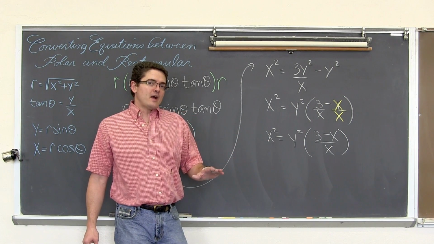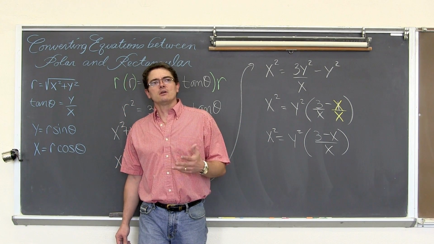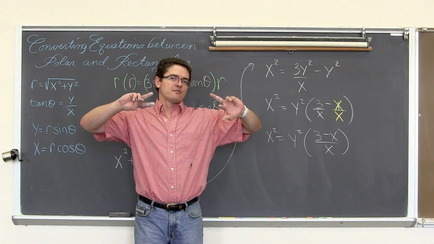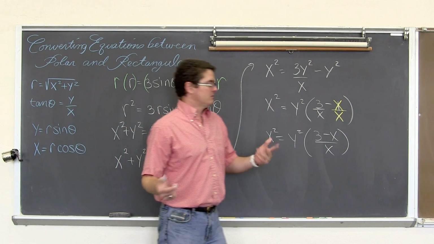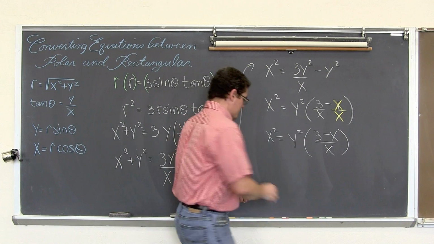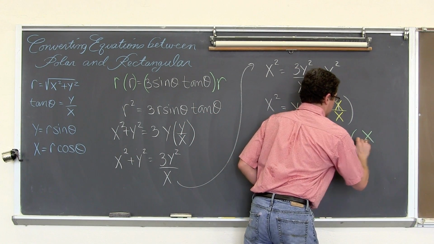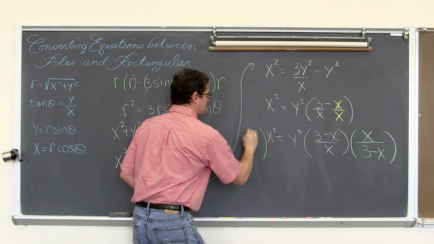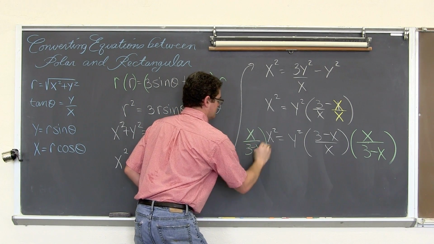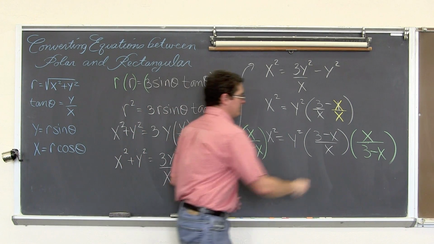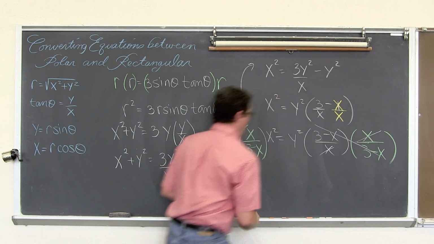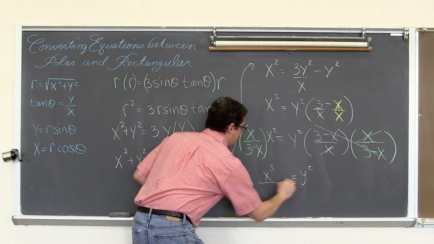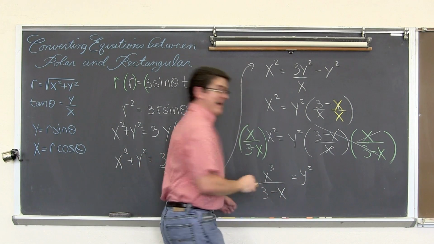If you want to get rid of a fraction, like if I said 2/3 x equals 10, you would multiply both sides by the reciprocal of the fraction. So I'm going to take this fraction and multiply both sides by the reciprocal. And we have y squared equals x cubed over 3 minus x.